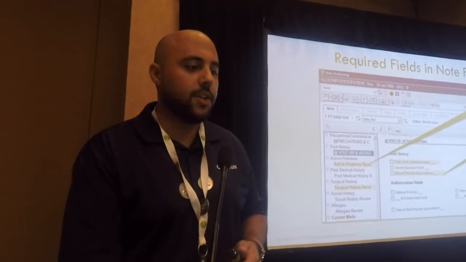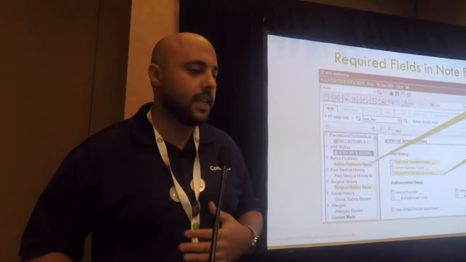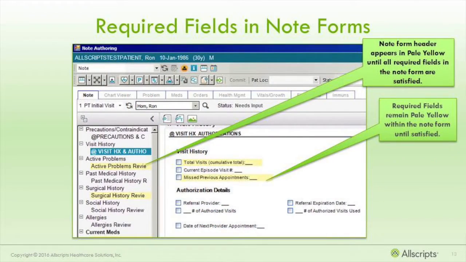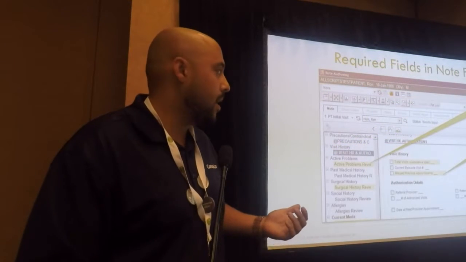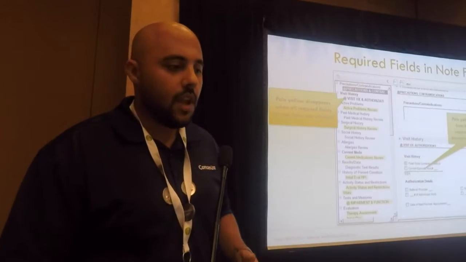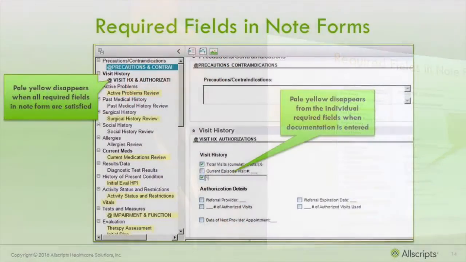And I'll show you an example of that in just a bit. So that's the configuration, but how does it look in the note authoring workspace? You can see here now, because we have a note form with required fields in it, the form name in the table of contents shows up with a pale yellow, signifying that there are required components in that note form. Additionally, the individual fields that we've marked as required show up in that pale yellow. And those will remain so until documentation is entered for them, as well as you can see up here, the note form is no longer pale yellow once all the fields on that note form are satisfied.